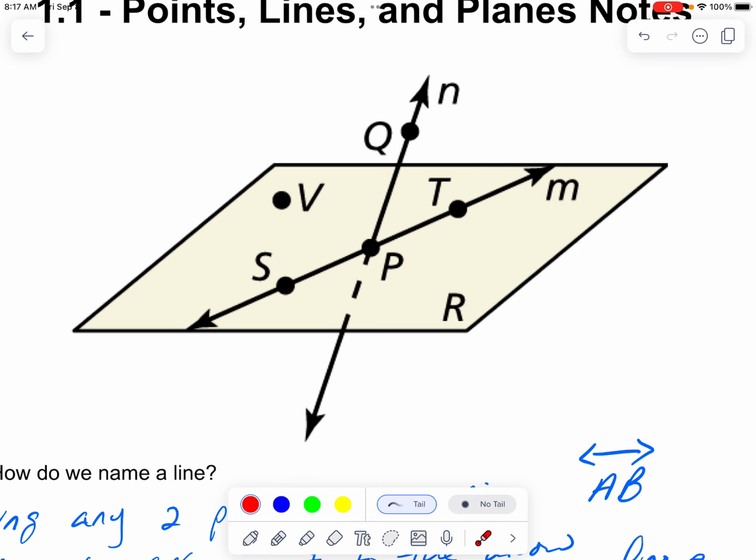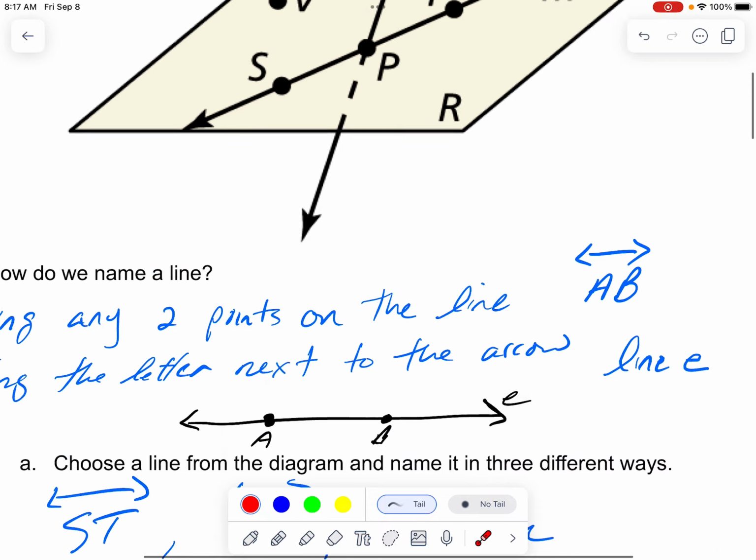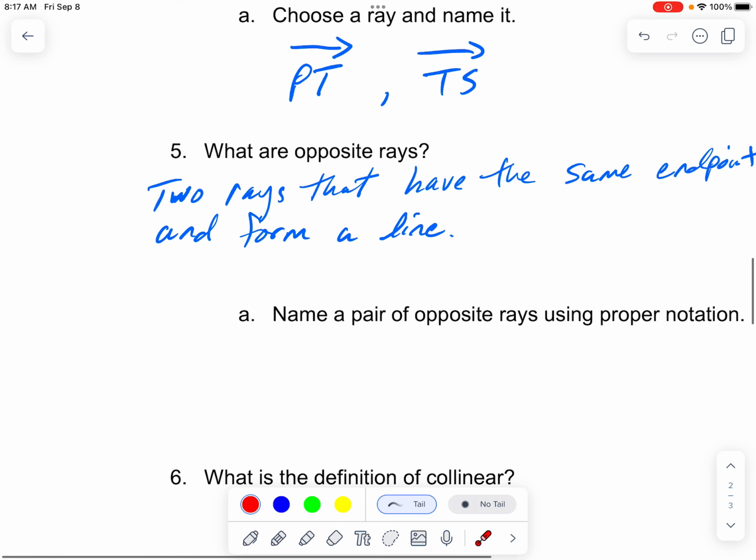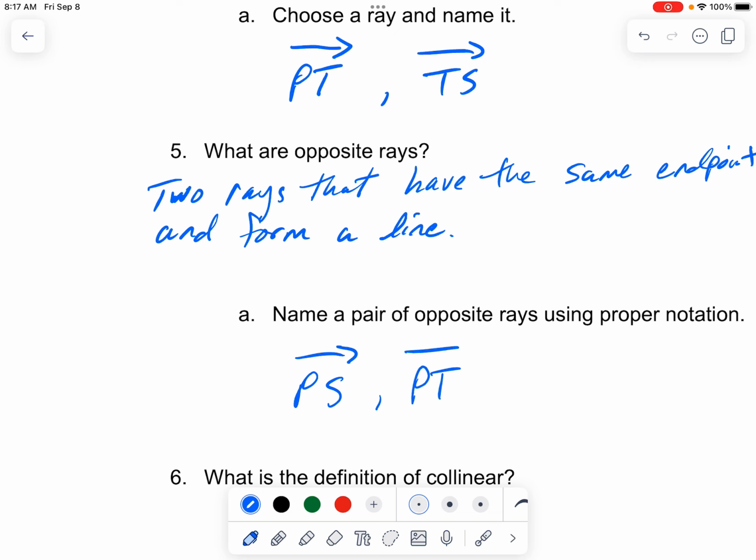In this example, I could have ray PT, so it starts at P and goes toward T. And then the ray opposite of this would be ray PS. Okay, because when I put these two together, this would be ray PT, and then this would be ray PS, and when I put them together, they form a complete line, and they share that endpoint P. So the only example of that on here are rays PS and PT.